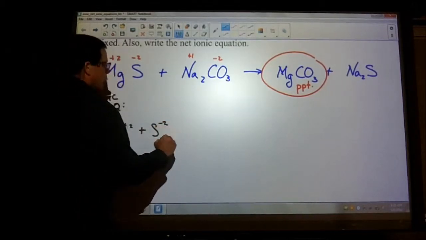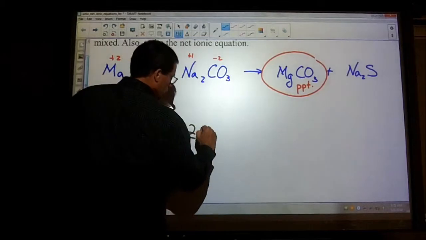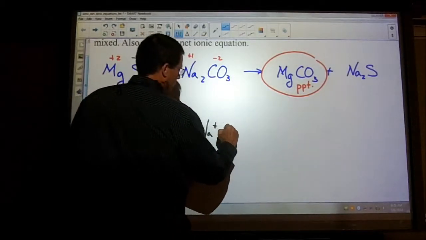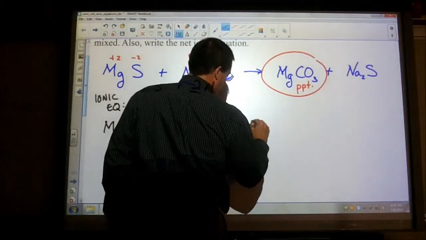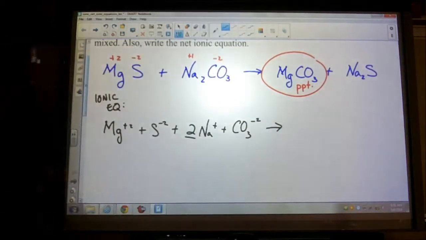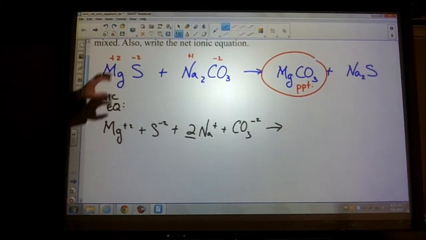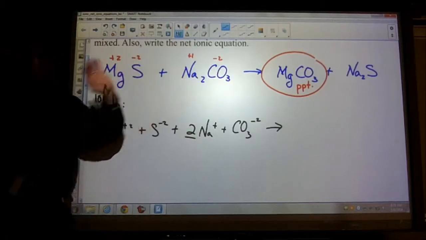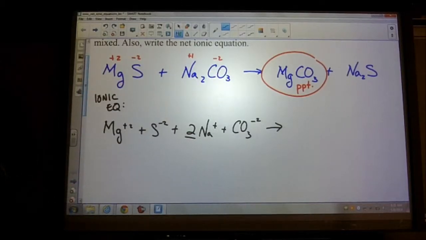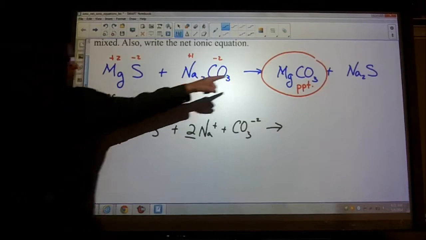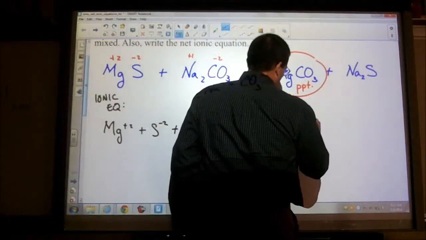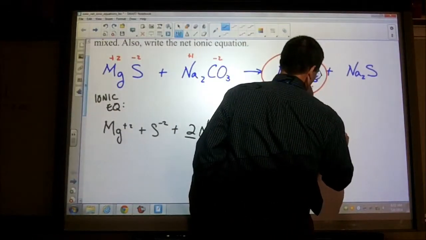We have a sulfur, -2. We have 2 sodiums with a +1 charge. We have 1 carbonate with a -2. So those are your ions on the reactant side, or the left side. Okay, so ionic equation, you show the things as ions, if they are ions. In other words, everything that I give you on the reactant side, I promise will be soluble. I promise. And then, since we form magnesium carbonate, we'll keep that together because we have something going on.